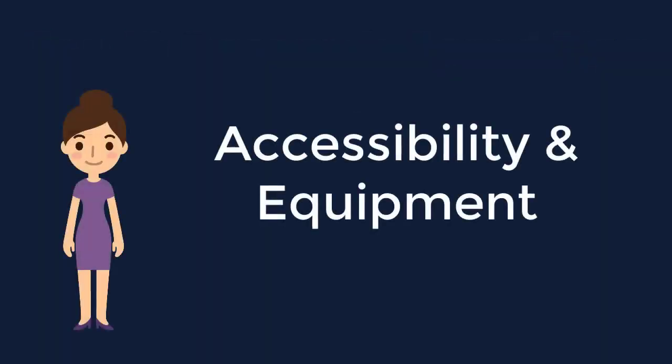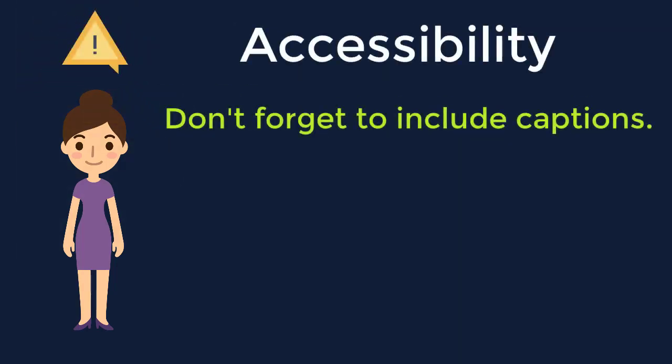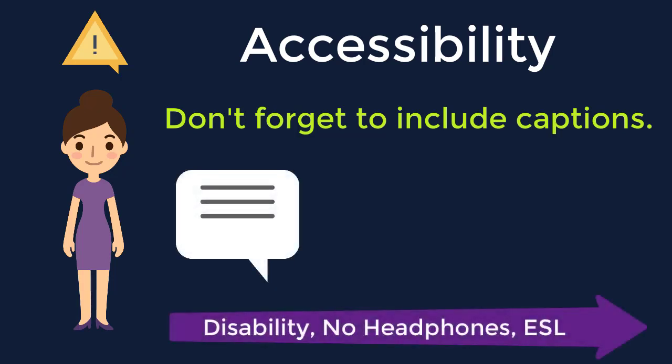Let's talk about accessibility and equipment. The first and most important thing to keep in mind is that all videos used in an online course must have captions to meet accessibility guidelines. Not only is this essential for students who have a disability, for example, someone with a hearing impairment, but captions can also be helpful for all of your students.